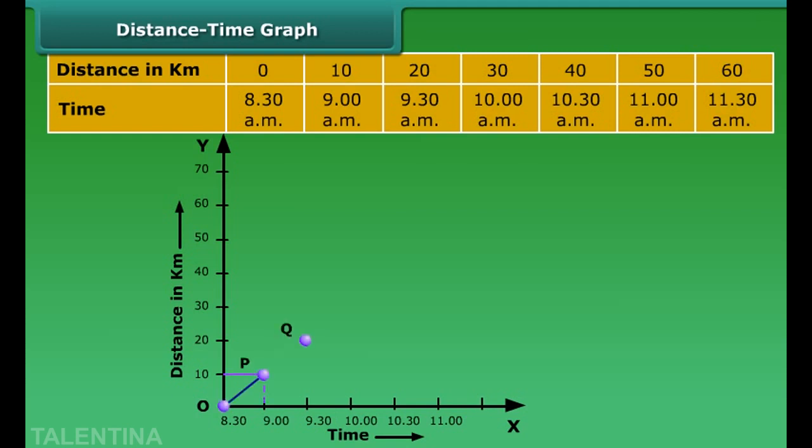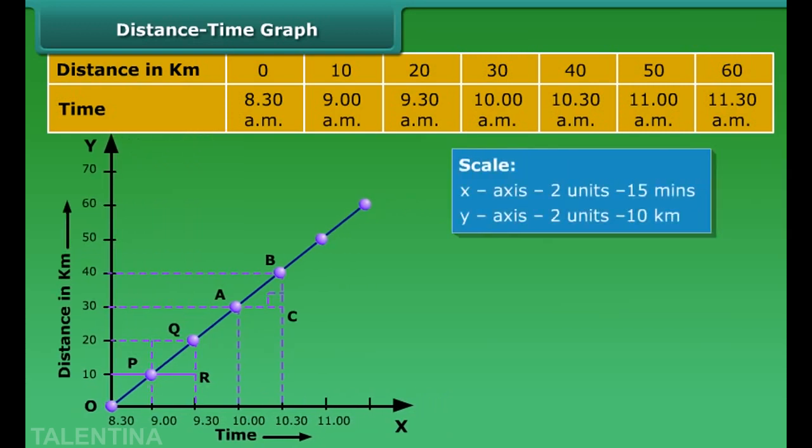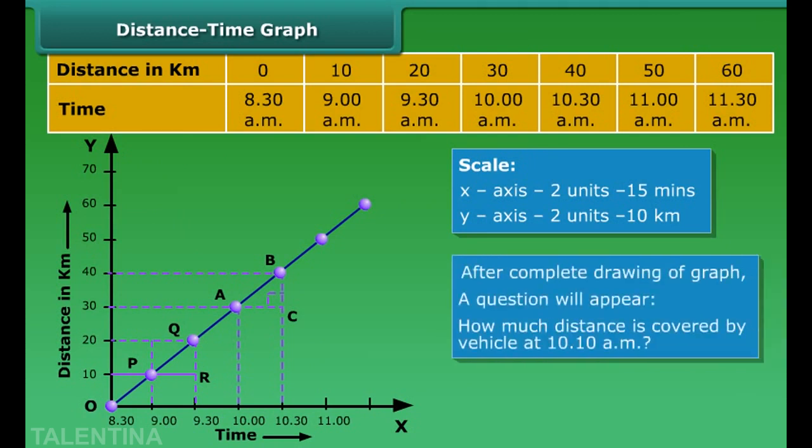Measure time along the x-axis and distance along the y-axis. Mark values for the time and the distance on the respective axes. Now plot the points on the graph paper, each point representing a specific combination of distance and time values. Join all the points on the graph to get a linear distance-time graph which shows that the vehicle is moving at a constant speed. From this graph, we can calculate the distance covered by the vehicle at a particular moment.